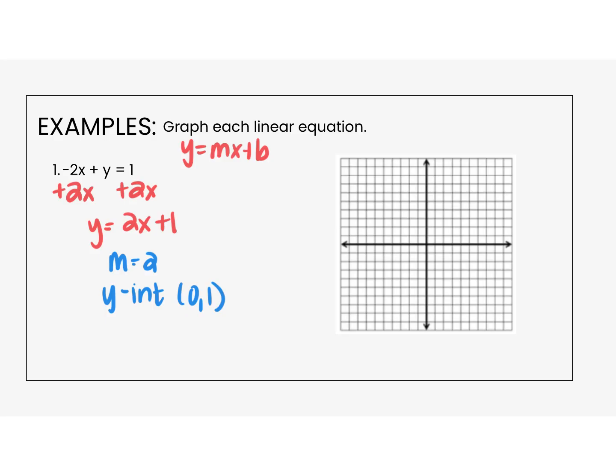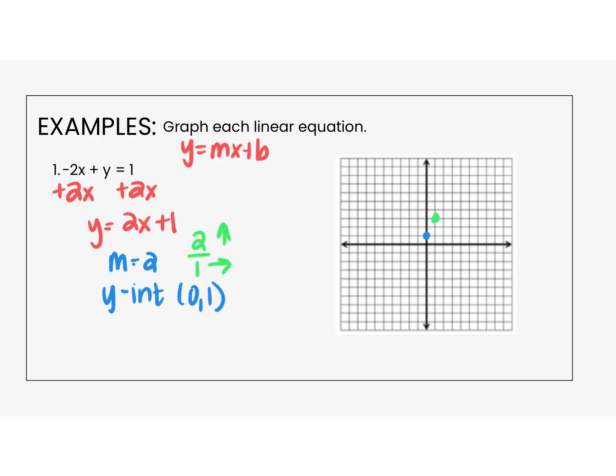So now I'm going to plot that y-intercept on the y-axis. So the point (0, 1) is right about here. And then I'm going to use the slope to plot a second point. So this slope of 2 is really telling me 2 over 1. So I'm going to go up 2 and to the right 1 from that first point. So I'm just going to count on my graph. Up 2, over 1, and there's my second point.